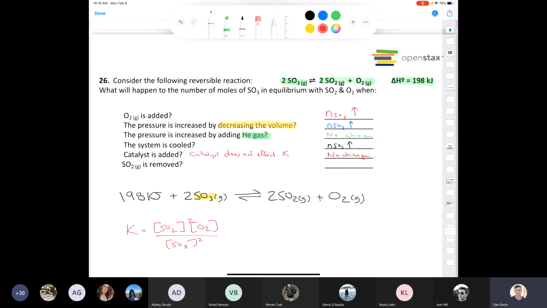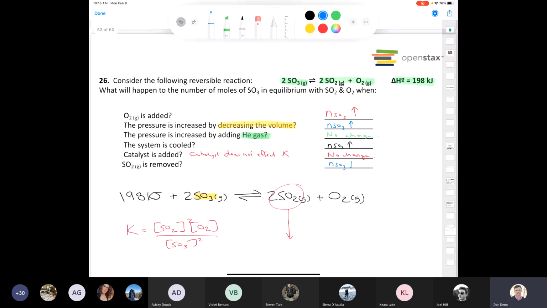And the last one is if SO2 is removed. So if we start pulling all the SO2 out, what's going to happen to the number of moles of SO3 in that case? It should go down. The number of moles of SO3 are going to go down. Why? Because the equilibrium is going to shift towards the right. So when that happens, I'm going to consume sulfur trioxide, so I'm going to have less of it.